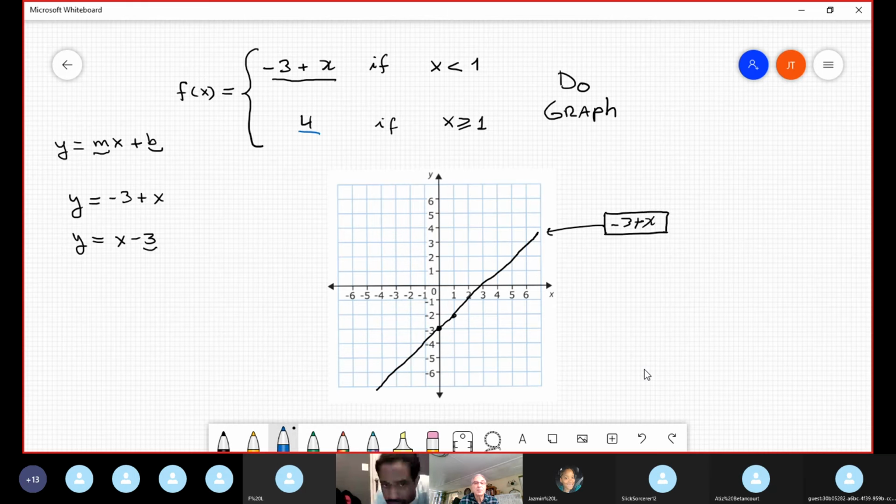Okay. The second piece is easy, it's 4. And 4 is y equals 4. And y equals 4 is a horizontal line passing through 4. No slope, slope 0. Okay, if you want, you put the arrow here, and you put the arrow here.